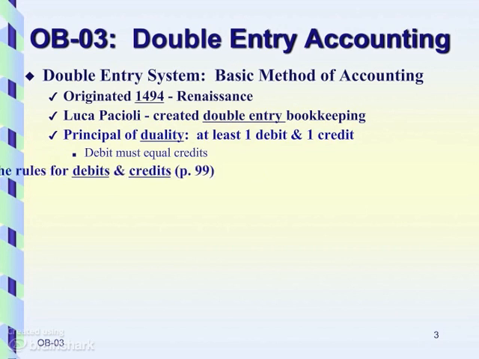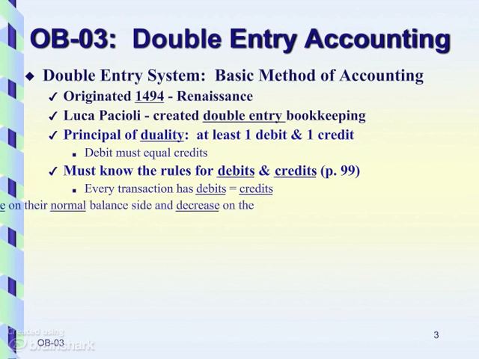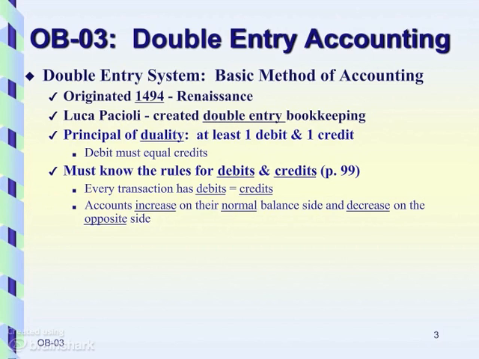Each transaction must be recorded and follow all the rules for debits and credits. We learned these rules during the first semester, but we will reflect upon them and refresh our memories now. Again, every transaction has to have debits equaling credits. Accounts increase on their normal balance side and decrease on the opposite side.